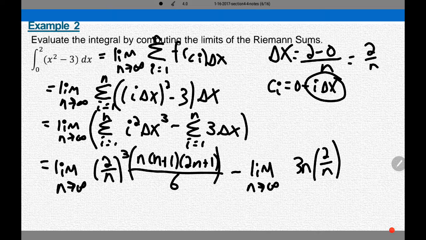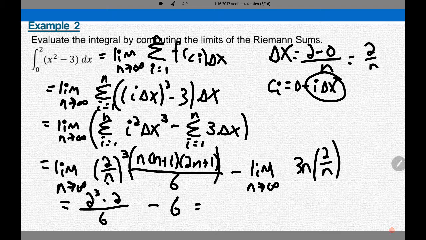And now we just got to check our limits. So on the bottom here I've got n cubed. On the top I got n cubed. So I've got 2 to the third times 2 over 6, minus, and over here the n's actually cancel out, so I've got the limit of 3 times 2, which is just 6.